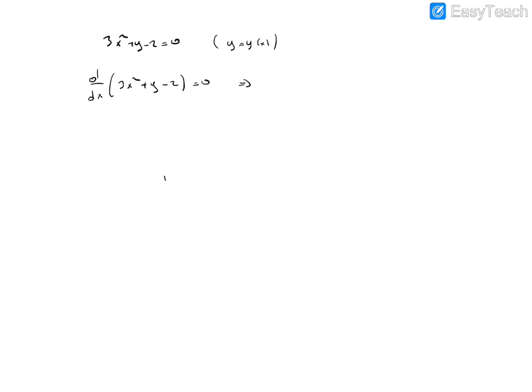So what we have: the derivative of 3x squared is 3 times 2x, the derivative of y is y prime, minus the derivative of 2, which is 0. The right hand side is 0. Actually, we take the derivative of the right hand side also, but the derivative of 0 is 0. So from here we obtain y prime equals minus 6x. You can verify easily because y is 2 minus 3x squared, so this is minus 6x.